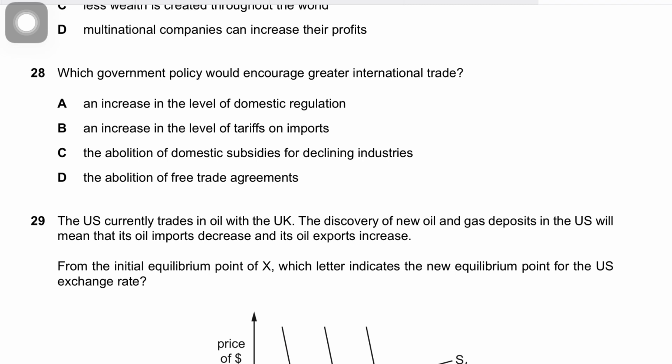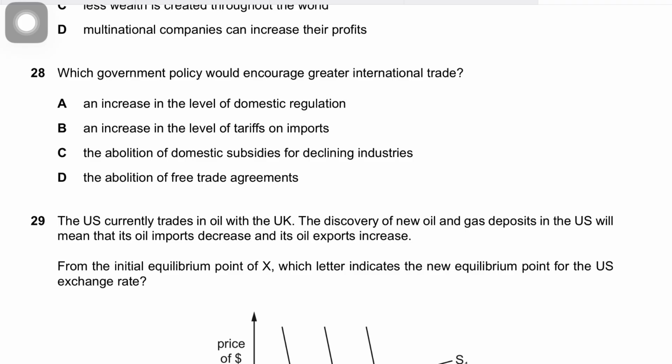So it's saying which government policy would encourage greater international trade. The abolition of domestic subsidies for declining industries. What will happen is, the moment you abolish domestic subsidies for failed declining industries, you save that money, you use that money to protect those industries and give subsidies to those industries that can actually generate higher export revenue for you, which Pakistan can actually produce competitively, in which Pakistan has a competitive edge or advantage to produce it, right?